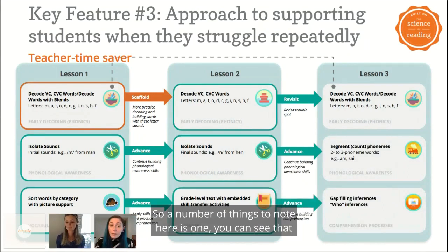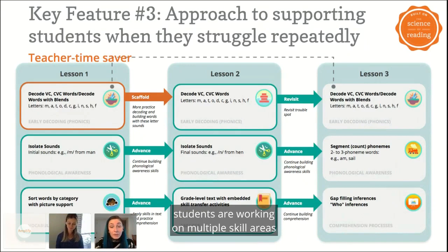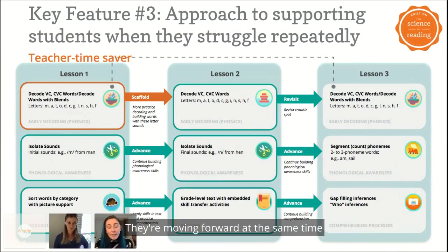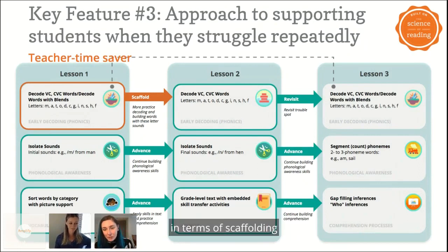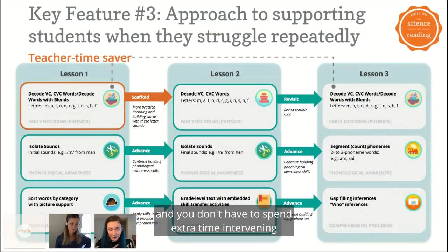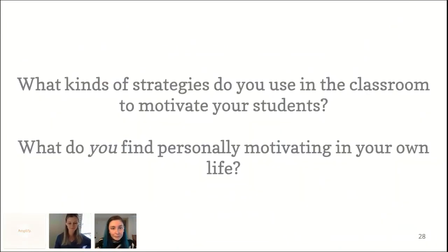So a number of things to note here is, one, you can see that students are working on multiple skill areas at the same time, which Anne perfectly explained how important that is in the Science of Reading program. They're moving forward at the same time they're getting the supports they need. And the program is doing exactly what you would do in terms of scaffolding, and you don't have to spend extra time intervening, because that's really what the program is intended to do.